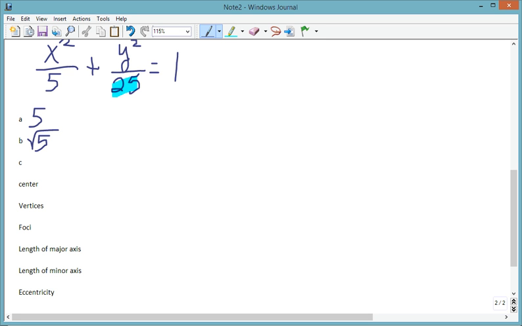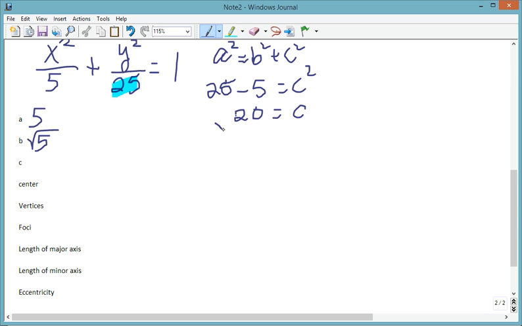To find c, remember we're going to do a squared equals b squared plus c squared, and a squared is 25. Let me just subtract. b squared is 5, and that will be 20. And so c is equal to the square root of 20. 20 is 4 times 5, so that's really 2 times the square root of 5. Right, so c is 2 times the square root of 5.